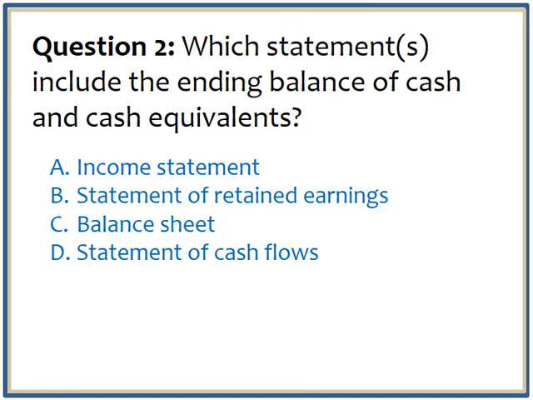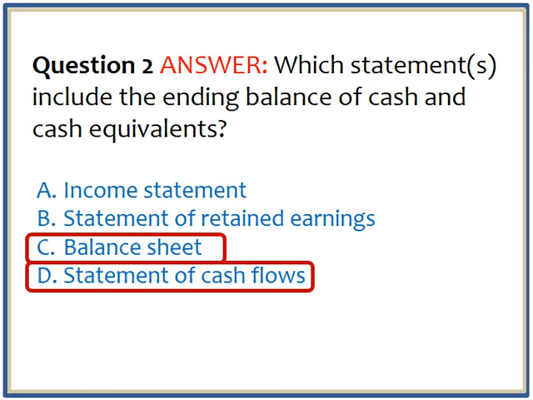The second question asks, which statement or statements include the ending balance of cash and cash equivalents? The choices are the 4 statements: the income statement, the statement of retained earnings, the balance sheet, and the statement of cash flows. The answer is that there are 2 statements that include the ending balance of cash and cash equivalents: the balance sheet and the statement of cash flows.